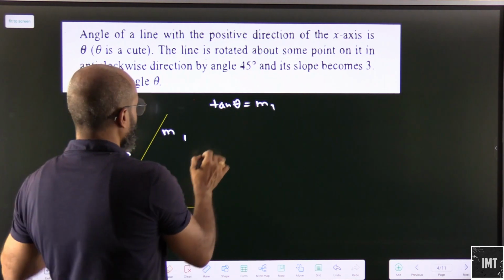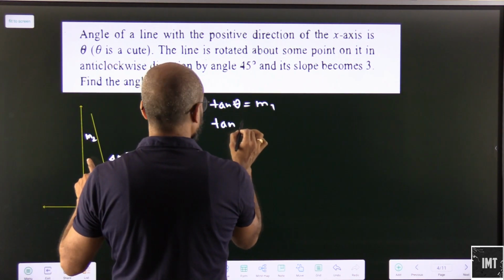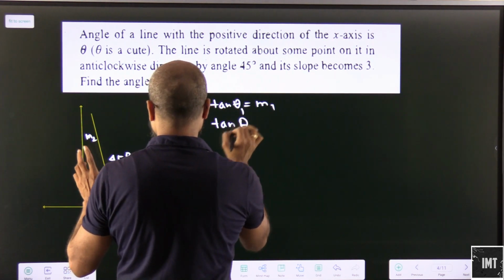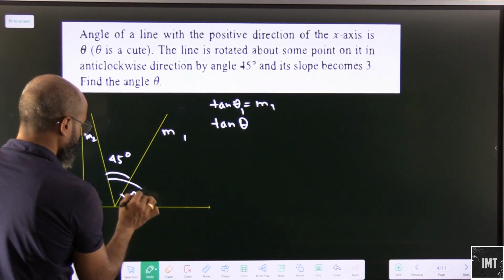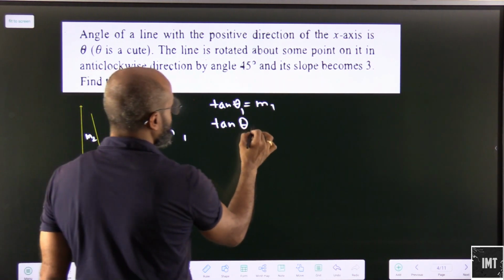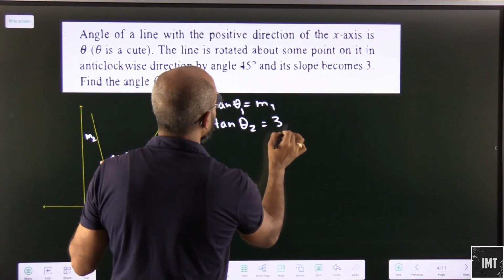Okay, so tan, we can say theta 1, we are considering this theta 1 and let's say this is theta 2. So tan theta 2 is equal to how much? The slope is becoming 3.